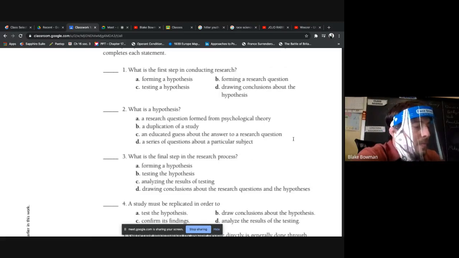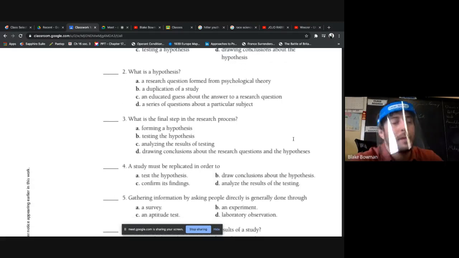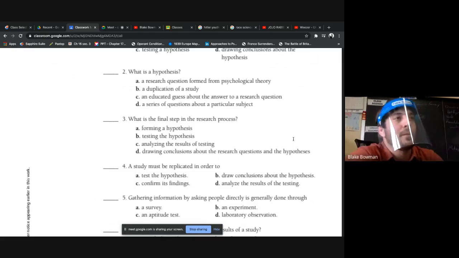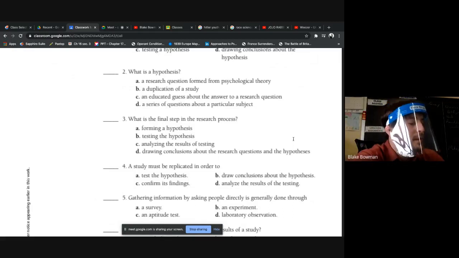All right, good. 2, what is a hypothesis? Kind of said it in the last one. Yeah, C, an educated guess about the answer to a research question. Good work. For the most part, you'll see an if-then statement. Okay, an if-then statement. So if something happens, then this will be the result. Now we always can find the independent, dependent variable within that response.